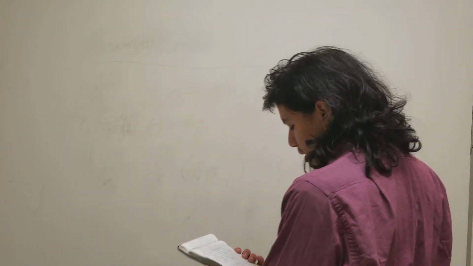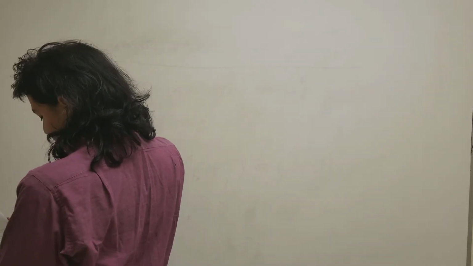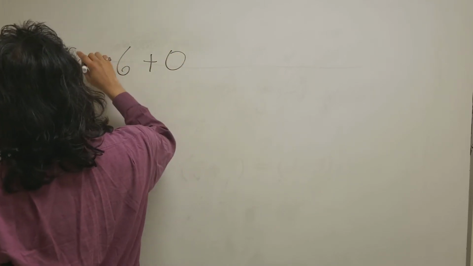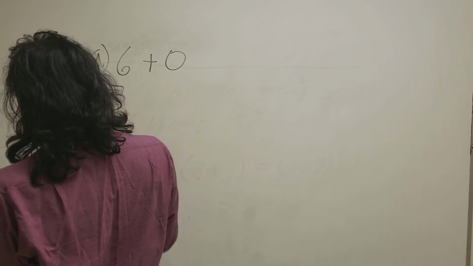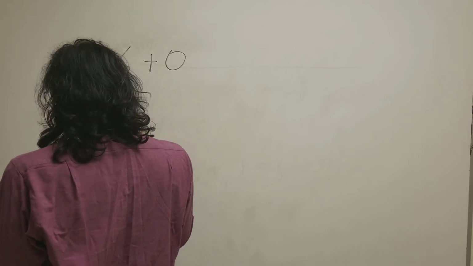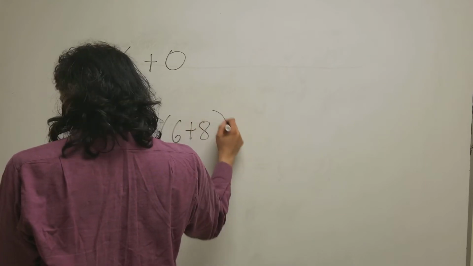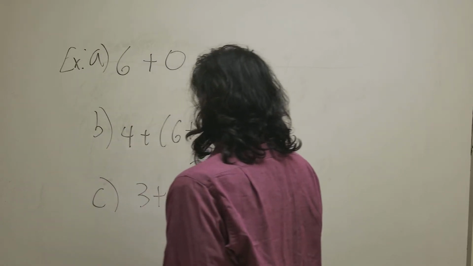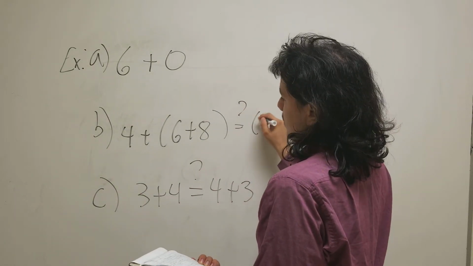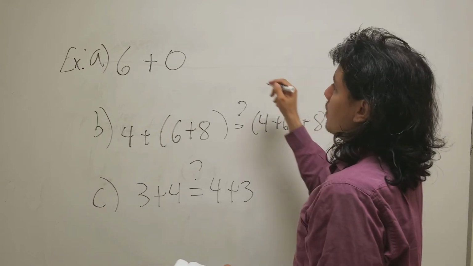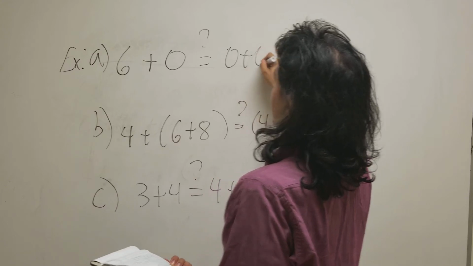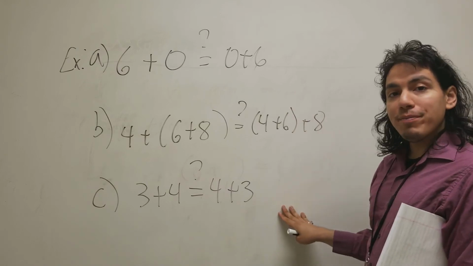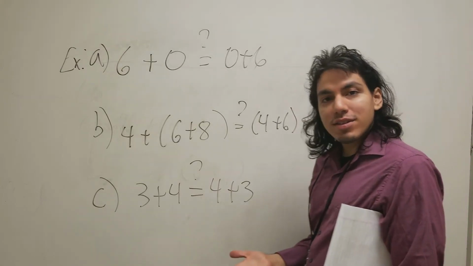So for fun, I'll give you guys these 3 problems to do on your own. Just identify, let's see, this is letter A, letter B, and letter C. So just leave in the comments down below what each property is, okay? So I'll let you guys figure that out on your own. And that's the lesson for you guys.